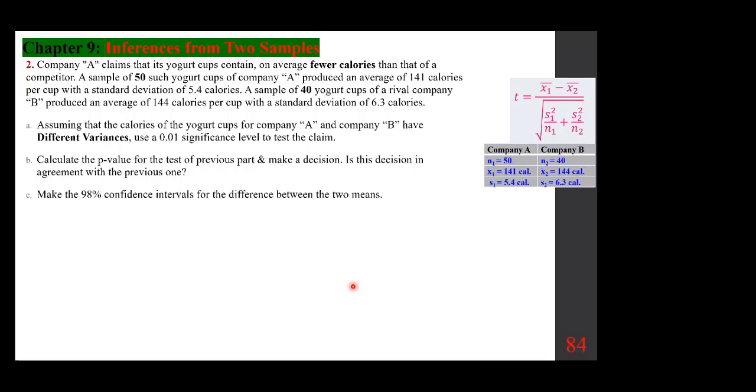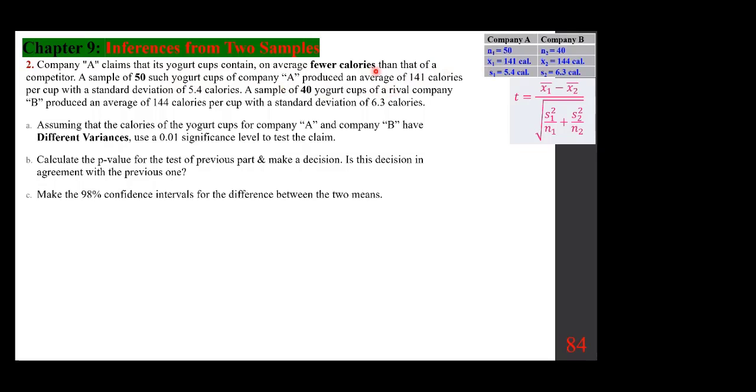Let's write the given. When you look at the numbers for Company A, we're going to call it n sub 1, which is 50, x1 bar is 141, s1 is 5.4. For the second company, n sub 2 is 40, x2 bar is 144, and s sub 2 is 6.3. So that's the first thing.